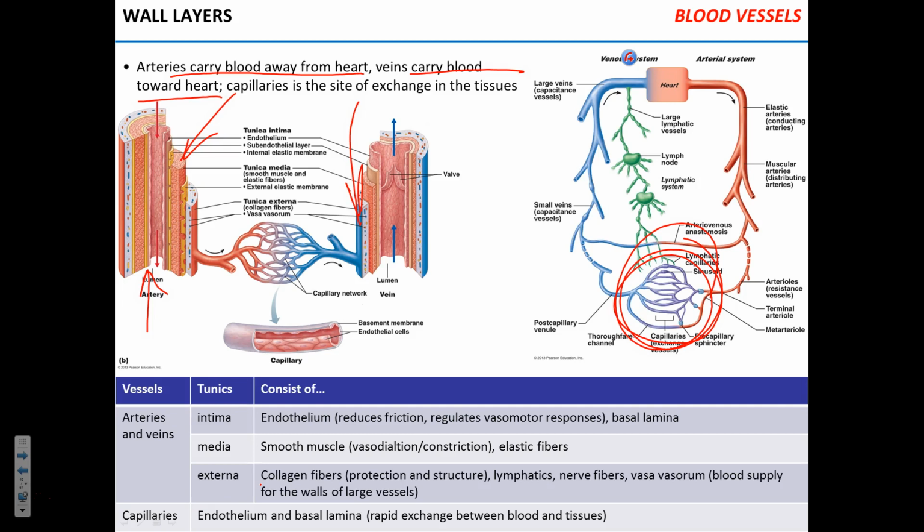Now, a few words about specifics. First of all, endothelium, the layer of cells that line the inner surface of the blood vessels.